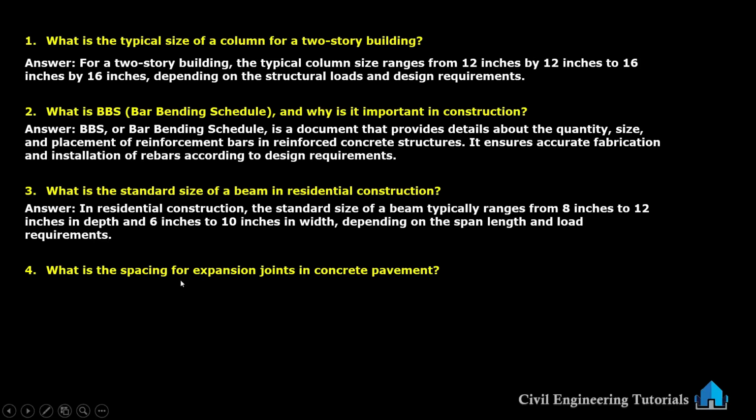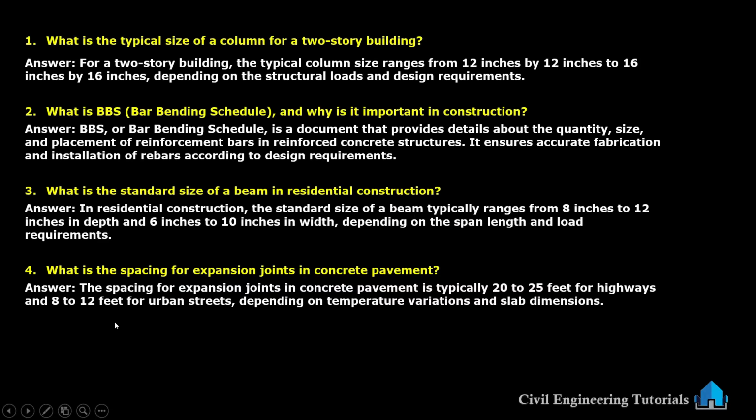What is the spacing for expansion joints in concrete pavement? The spacing for expansion joints in concrete pavement is typically 20 to 25 feet for highways and 8 to 12 feet for urban streets, depending on temperature variations and slab dimensions.